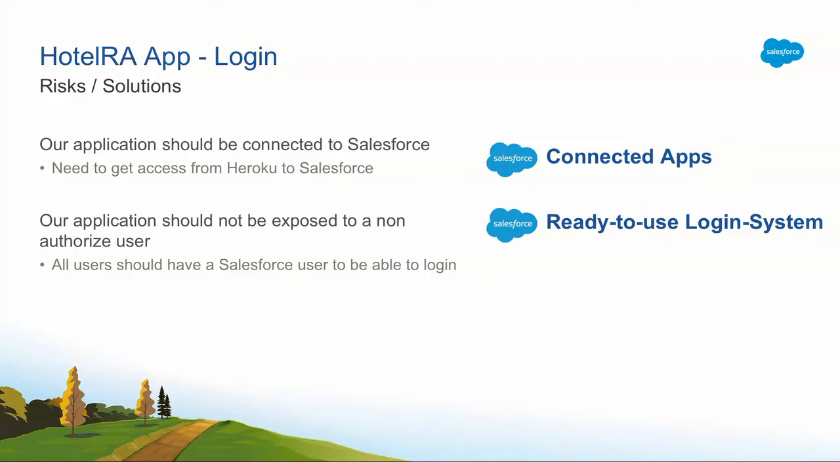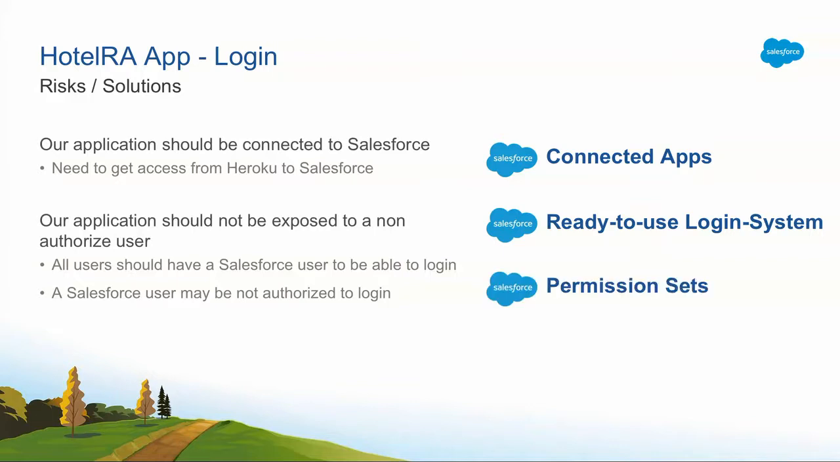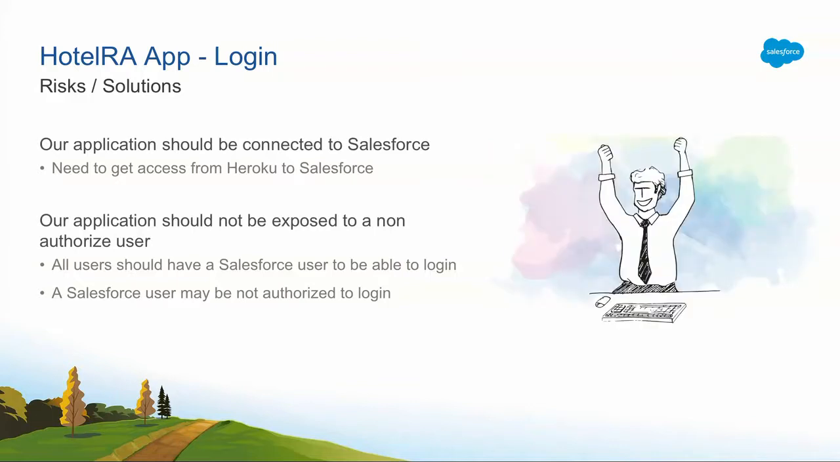With a ready-to-use login system, we can take advantage of their own login page, as well as using real usernames and passwords. And finally, if I have several users in my organization and I want to allow some of them access to our website but not allow access to some others, I need to make a difference between them. In order to get this, we are going to use permission sets. And with all these points covered, I will have my agency owner happy.